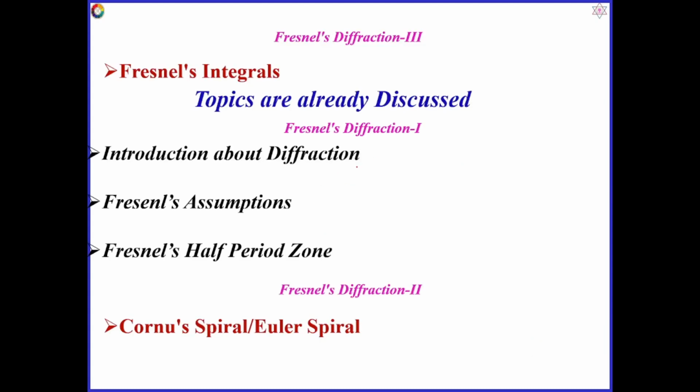In our part 1 video, we discussed the introduction to diffraction, Fresnel's assumption, and Fresnel's half period zones. In part 2, we discussed the Cornu spiral or Euler spiral in detail. In this part 3 video, I suggest that before you start, you watch part 1 and part 2. Otherwise it will be somewhat difficult for you to understand this part 3 video. So let's start today's class.